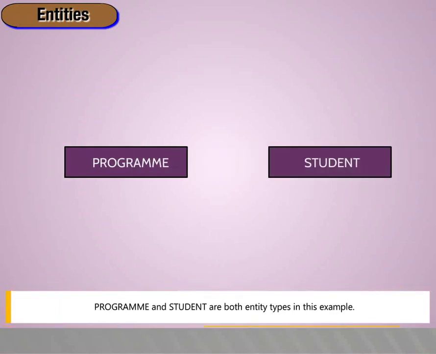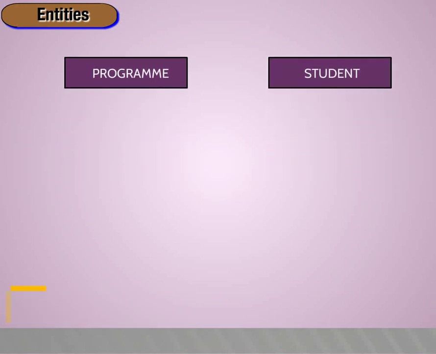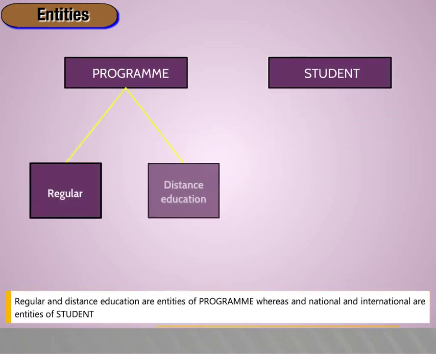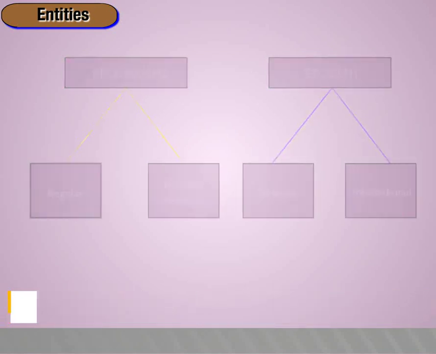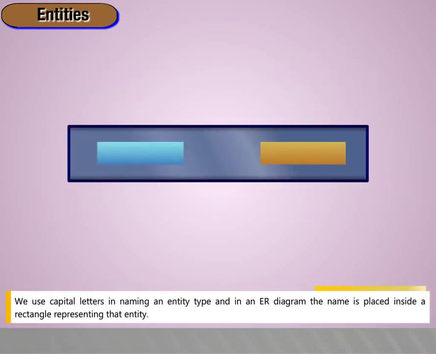Program and student are both entity types in this example. Regular and distance education are entities of program, whereas national and international are entities of student. We use capital letters in naming an entity type, and in an ER diagram, the name is placed inside a rectangle representing that entity.